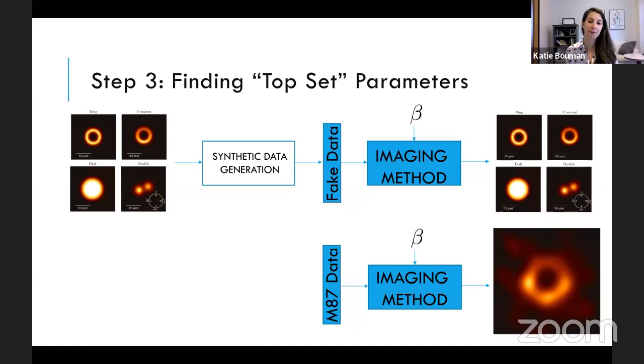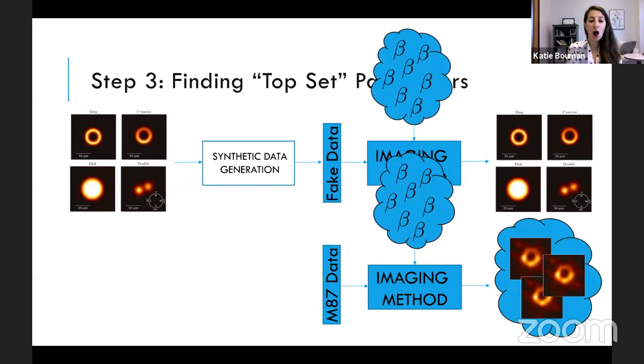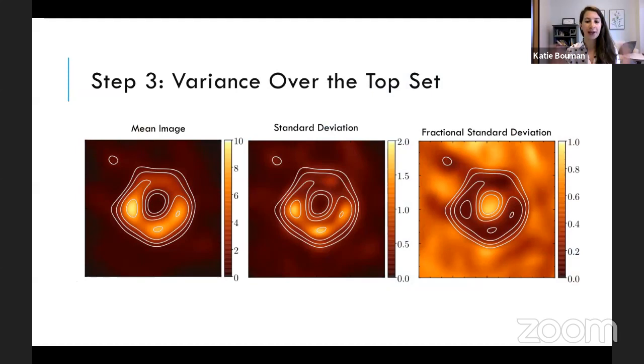For instance, in one of the imaging pipelines, we ran hundreds of thousands of simulations, and then we found 1500 parameter settings that were acceptable. So then we could run all of these parameter settings on the M87 data and look for differences in the resulting images. Here is an example, after we had run the 1500 parameter settings on the M87 data: what kind of variations did we see?